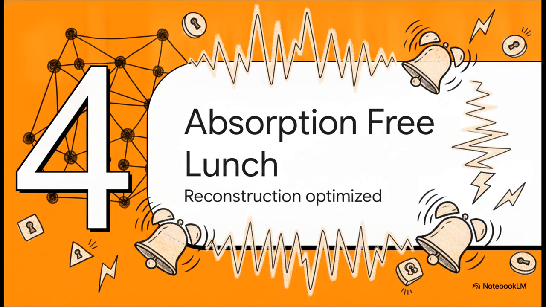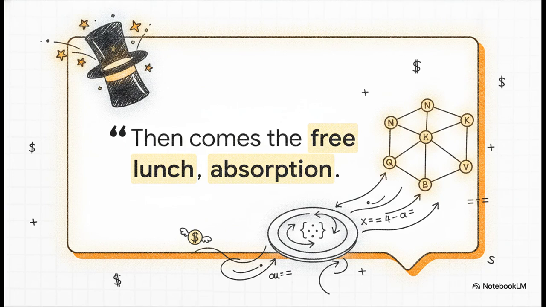But wait, there's more. Let's look at Section 4, the absorption-free lunch, optimizing the reconstruction. Now, if you know anything about neural networks, rebuilding unique keys on demand for every single token probably sounds like an absolute computational nightmare, right? Well, enter the magic trick, the free lunch of absorption. In machine learning, a true free lunch is incredibly rare, but MLA actually delivers one here.